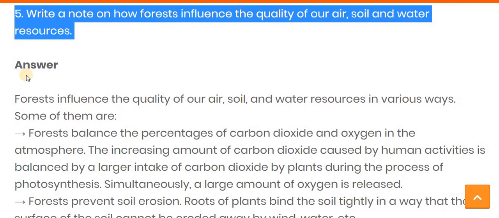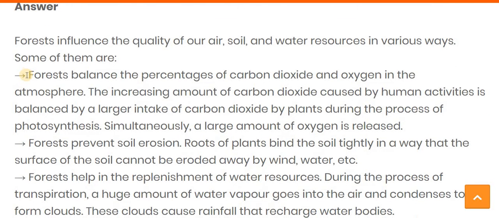The second thing we can write about is soil erosion, that as we know the forest can prevent soil erosion. How? Because the roots of the plants penetrate into the soil and tightly bind the soil particles along with the root. So we can say that it helps to prevent the erosion of the soil.